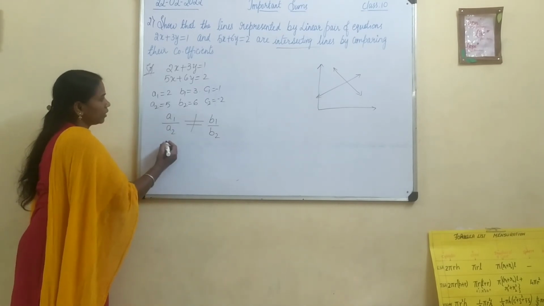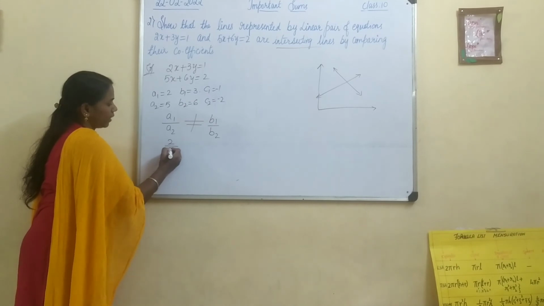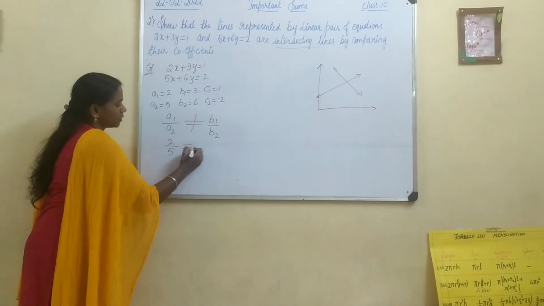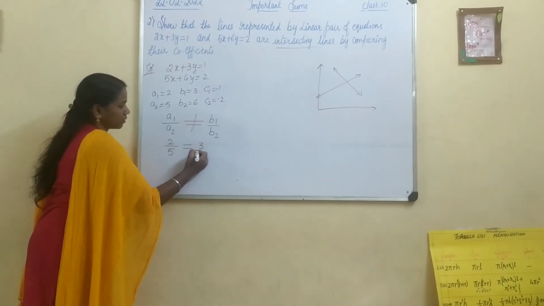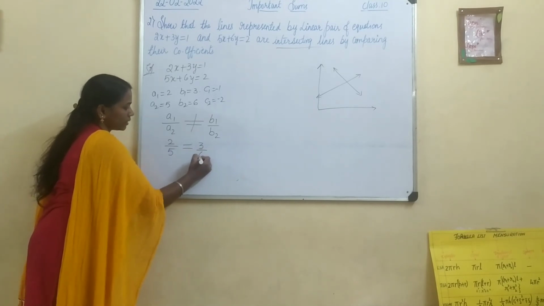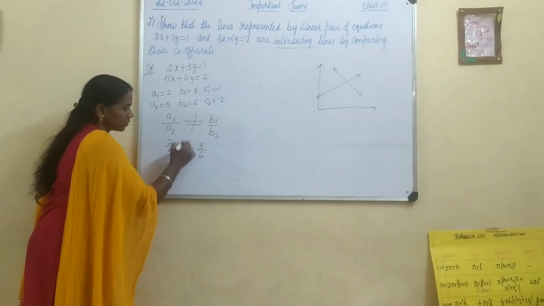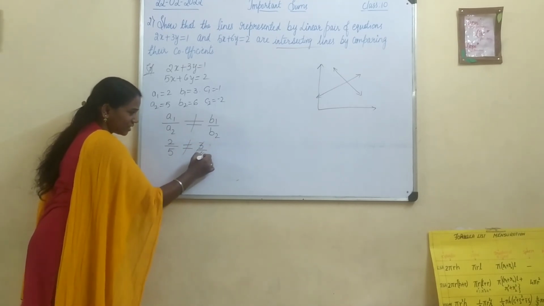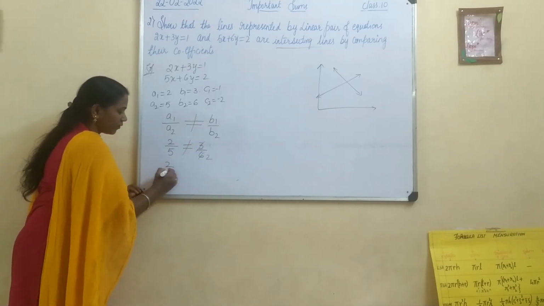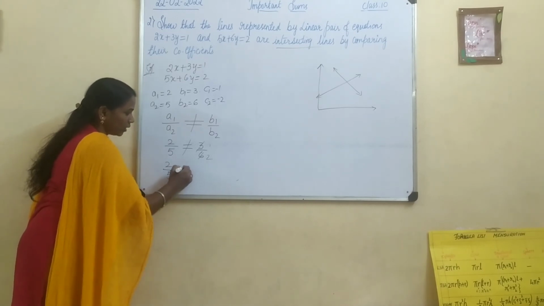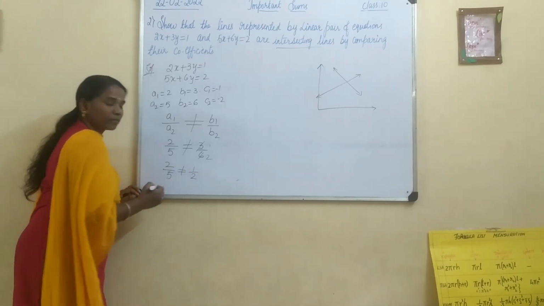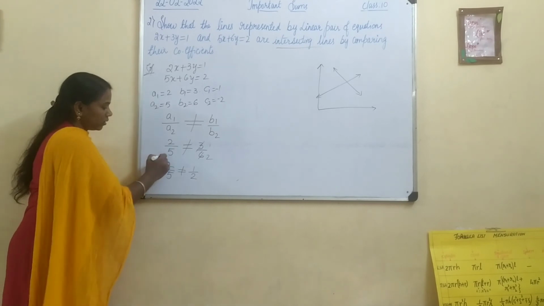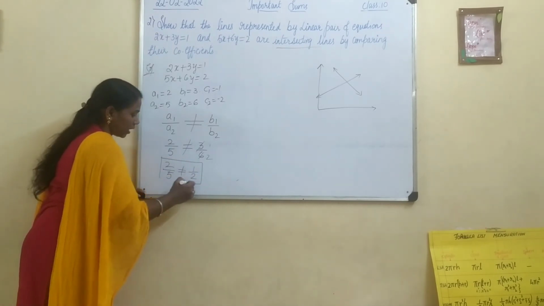Now let us write it here. It is 2 by 5, and 3 by 6. Now look at this. Of course, they are not equal. Here 3 ones are 3, and 3 twos are 6. So here 2 by 5 is not equal to 1 by 2. Therefore, the given equations are intersecting lines.